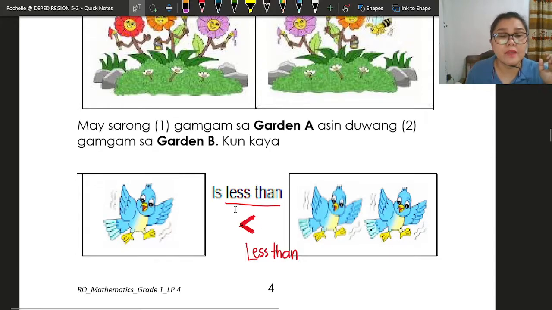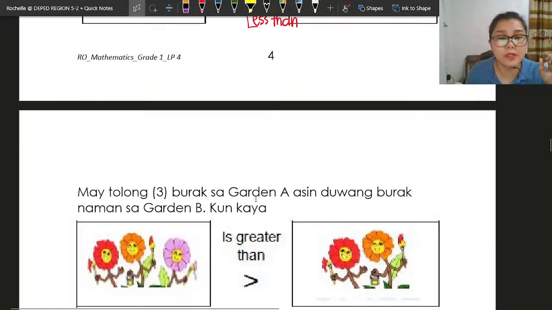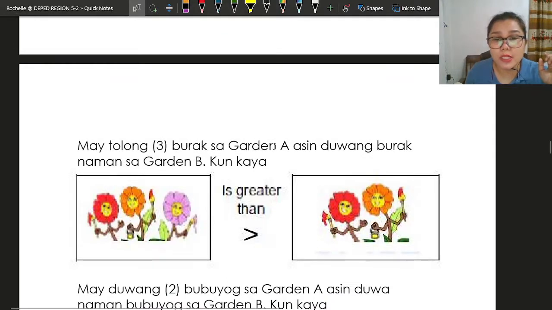And, if it doesn't look like that, ito naman, may tulong burak sa garden A, as in duwang burak naman sa garden B. So, 3 flowers is greater than 2 flowers. And then, if this symbol, yung isa naman, opposite, yung the other way around, if it doesn't look like L, parang kapag baliktad na L, then it is the other one around. It means greater than.